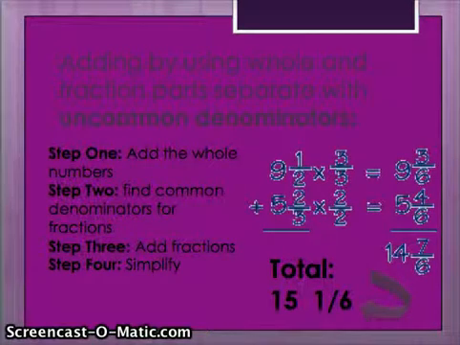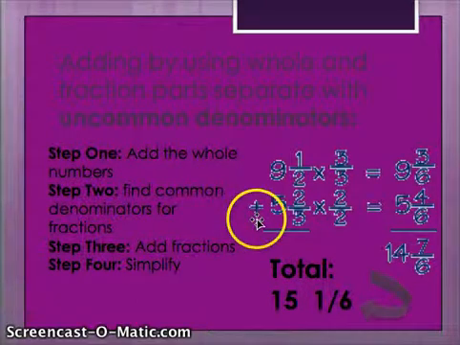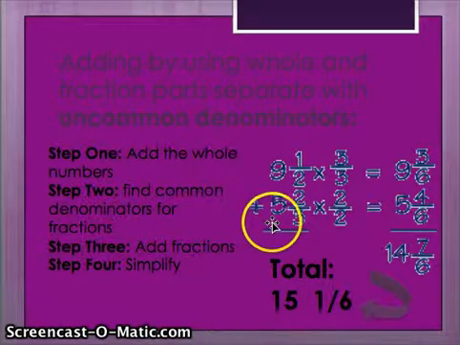Now, adding by using whole and fraction parts separate with uncommon denominators. Step 1, you add the whole numbers. Step 2, find common denominators for fractions. Step 3, add the fractions. And again, step 4 is simplify. So we have 9 1/2 and 5 2/3. This is what we're adding.